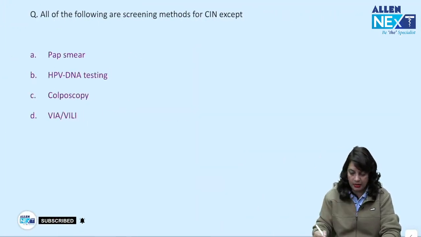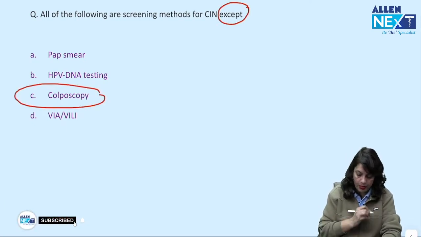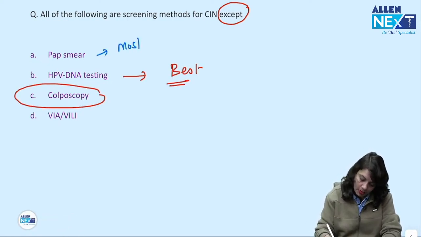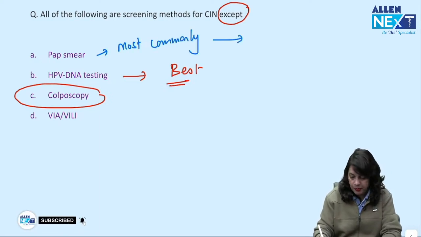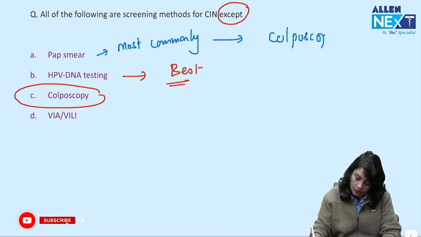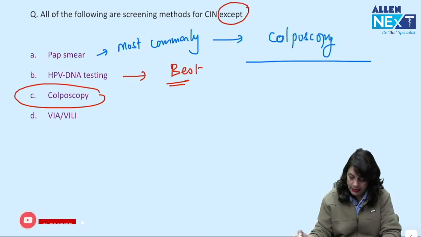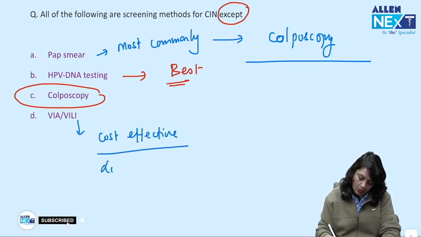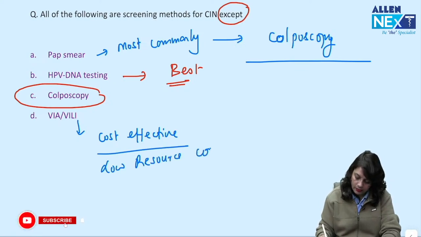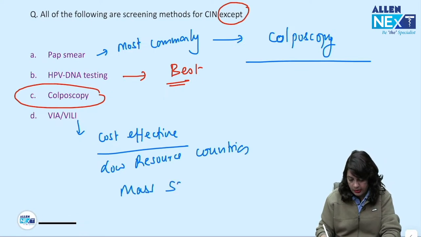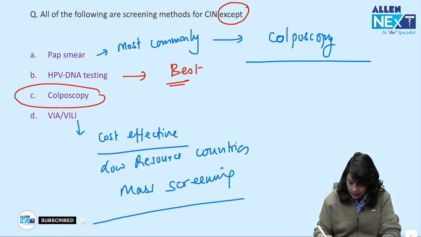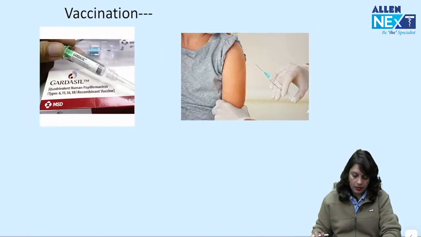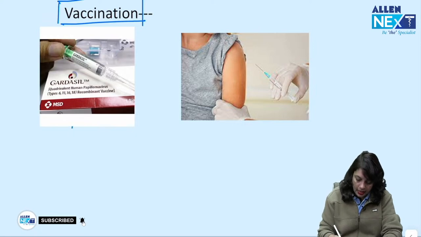Next, all of the following are screening methods for CIN3 except colposcopy. Which is the best screening method? HPV DNA. Which is the most commonly done screening method? Pap smear. But after a Pap smear finding, you need to do the colposcopy. Specialized training and setup is needed for colposcopy. If you are asked the cost effective method in low resource countries or where mass screening is needed, then your answer is VIA.